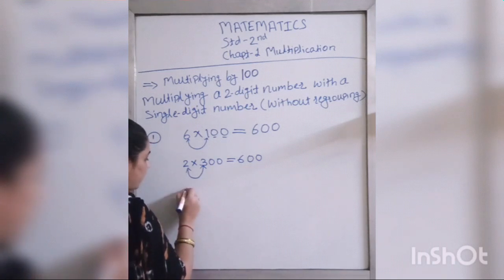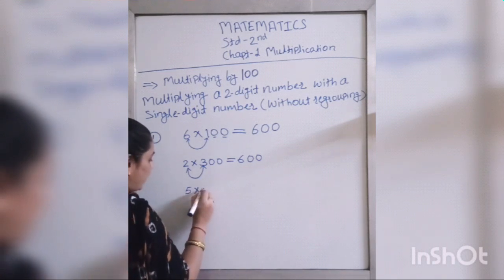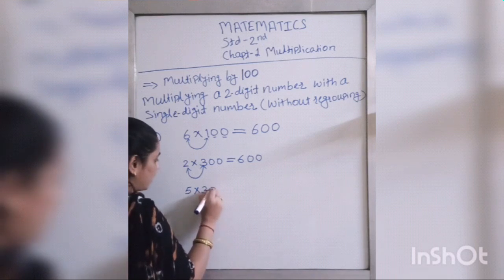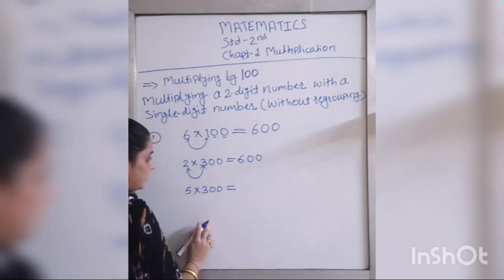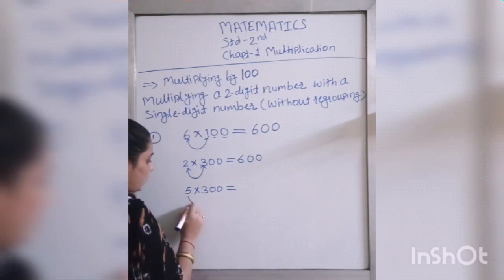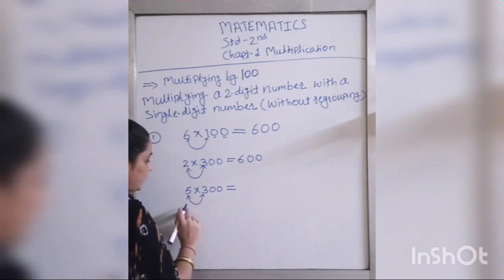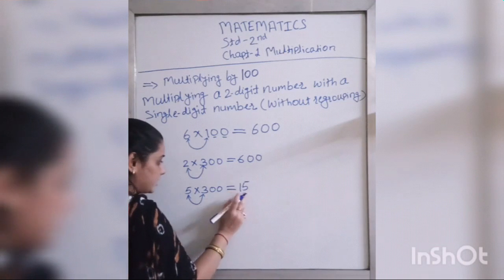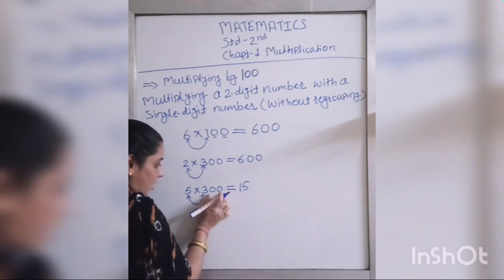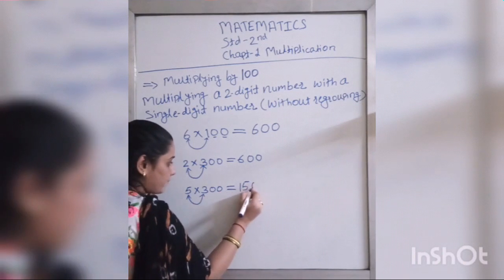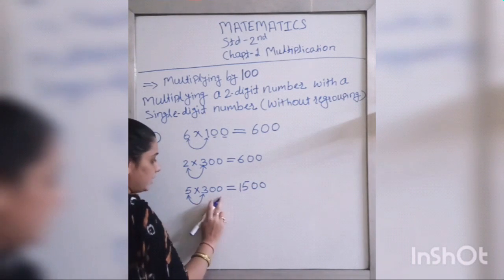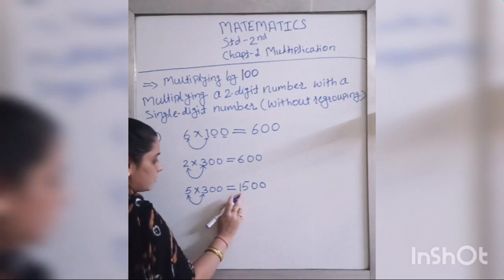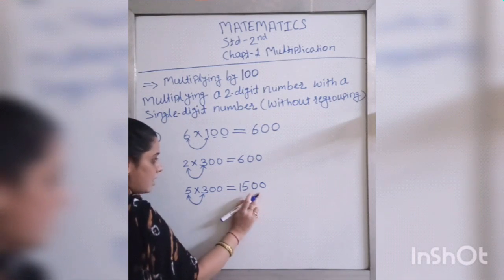See one more example. 5 multiply 300. Can you tell me what 5 3s are? 5 3s are 15. Now what we will do? We will write these two zeros as it is. So 5 multiplied by 300 is equal to 1500.